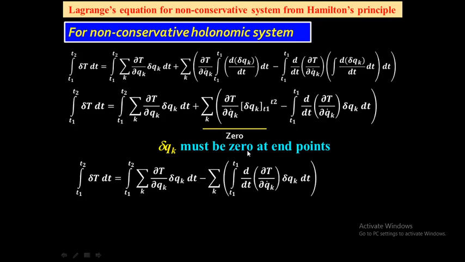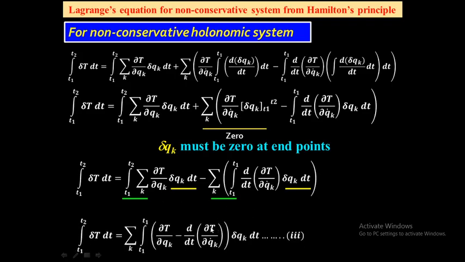In the first and third terms, the integral and summation are common, and delta qk into dt are common, so they can be taken outside. So the summation over k and the integral from t1 to t2 are common, along with delta qk into dt. Inside the integral we are left with del T by del qk minus d by dt del T by del qk dot. Suppose this is equation number 3. So we got the value of this term, the integral from t1 to t2 of delta T dt.